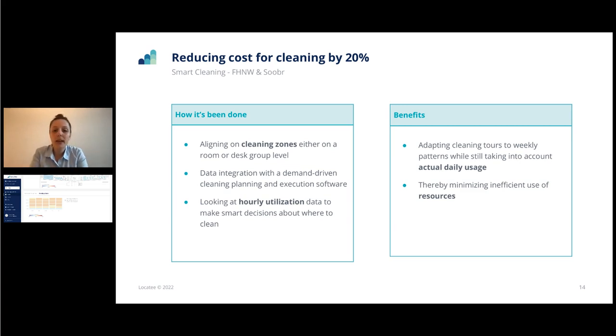So overall, the benefits you can have together with that use case: you only clean areas where you have occupancy. You can adapt your cleaning schedule in general based on the trends and on the pattern, how it is used. And additionally, you can adapt your daily operations based on the daily usage and daily areas. So thereby, you can minimize the inefficient use of resources and can, in the end, reduce the overall cleaning time.